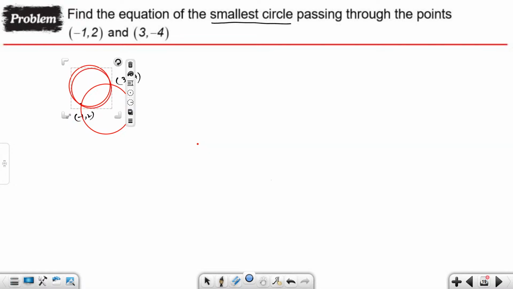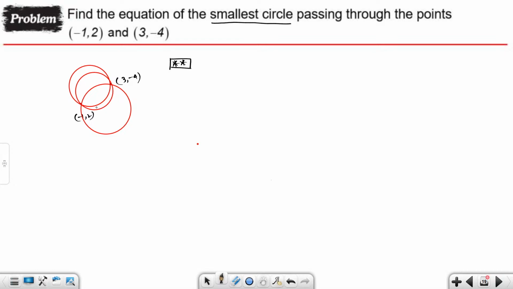Through these points, an infinite number of circles can pass. Now you have to find out the equation of the smallest circle. All of you make a note.